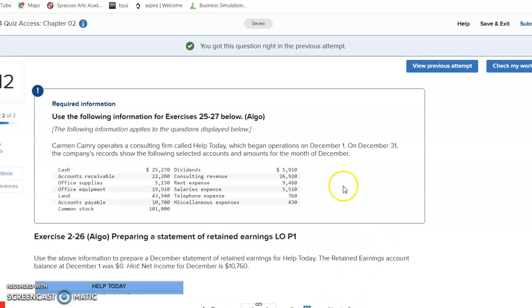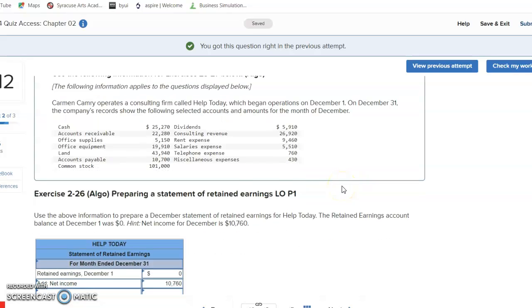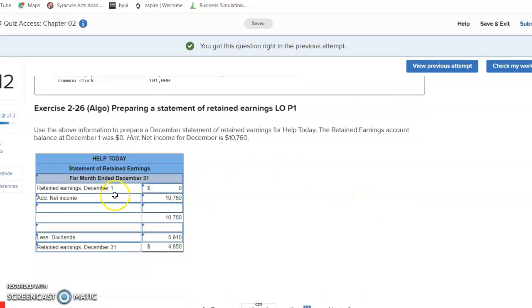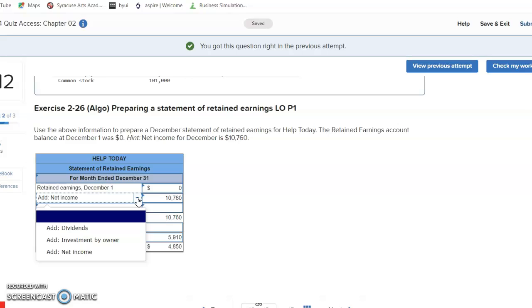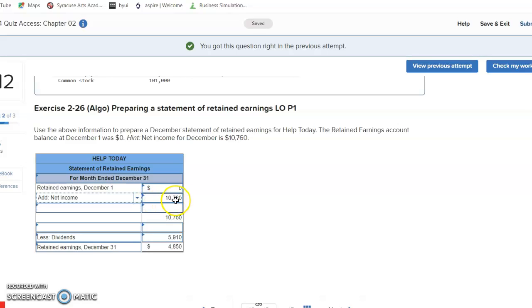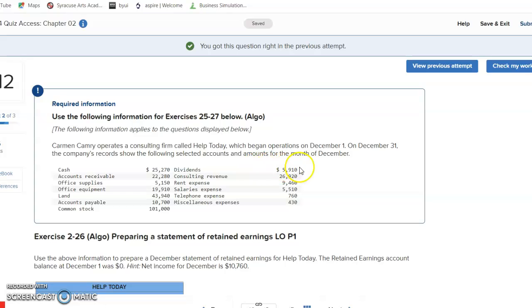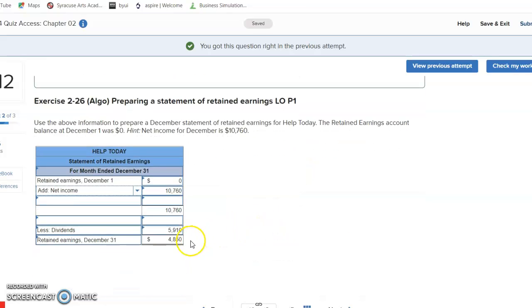Number 12 is the statement of retained earnings. So we put the date in, we add our net income right here, and that was the number we had from the first page, the 10,760. And then we take out the dividends, which are right up here. And the number that we have is our retained earnings, which was 4,850.